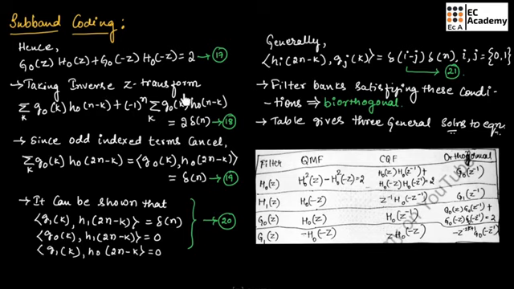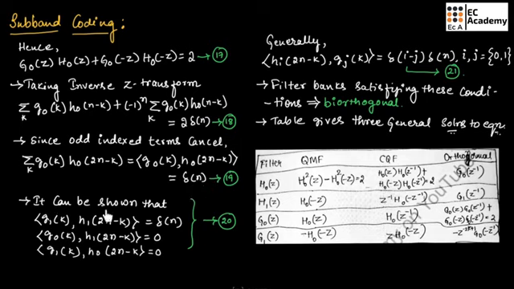If we take the inverse z transform, we can write the summation of g0(k) h0(n-k) plus (-1)^n times the summation of g0(k) h0(n-k) will be equal to 2 delta(n). So this equation is obtained by taking the inverse z transform of equation number 17. Since odd index terms will cancel out, we can write the summation of g0(k) h0(2n-k), that is <g0(k), h0(2n-k)>, will be equal to delta(n).